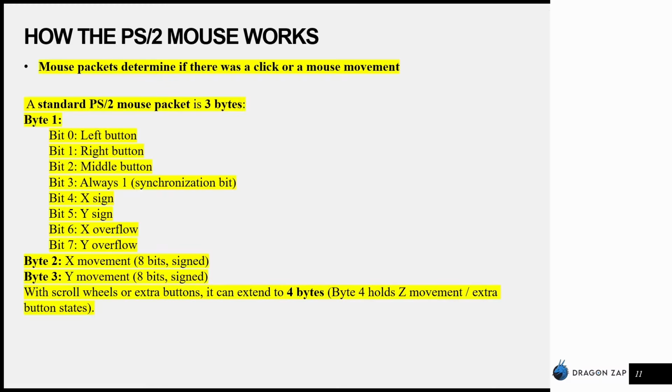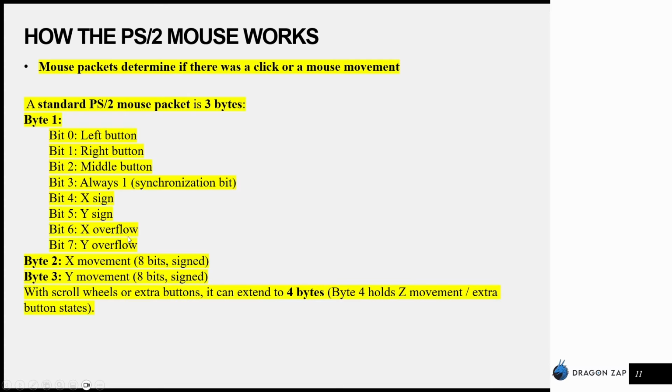The mouse packets determine if there was a click or a mouse movement. So the standard PS2 mouse packet is 3 bytes, and this is how it's set up. Bit 0 of byte 1 means the left button was pressed. Bit 1, the right button was pressed. Bit 2, the middle button. Bit 4 is the X sign. Bit 5 is the Y sign.